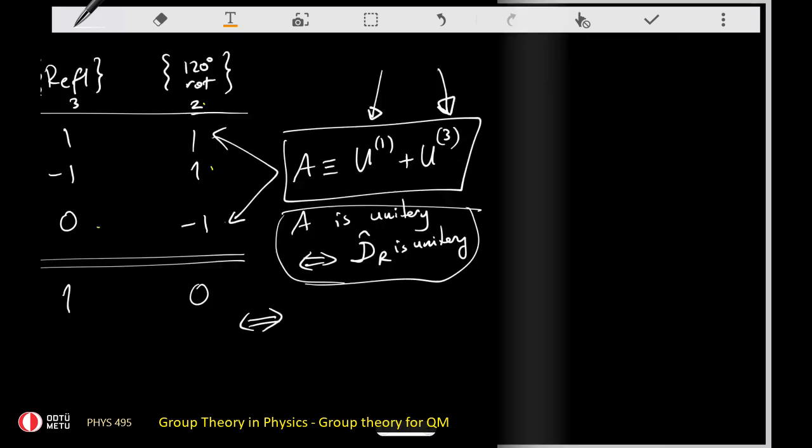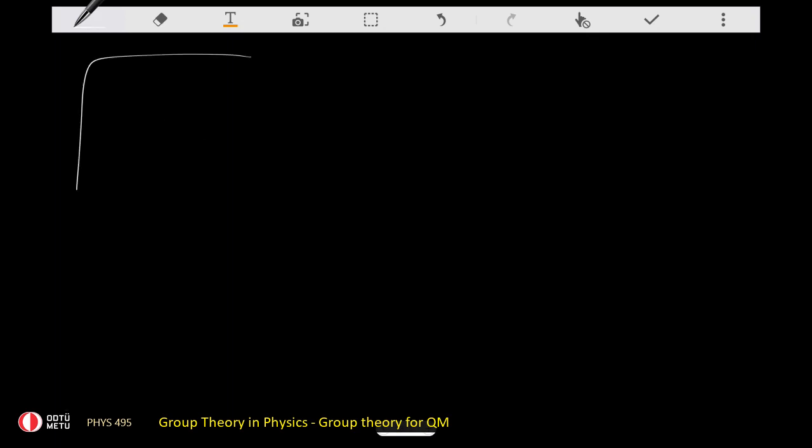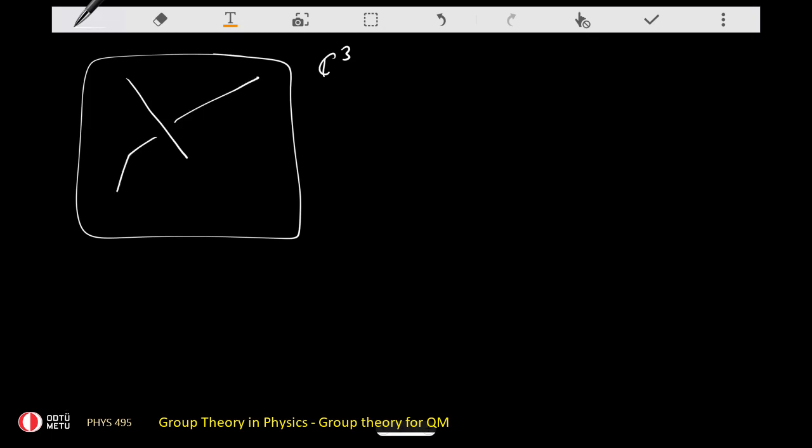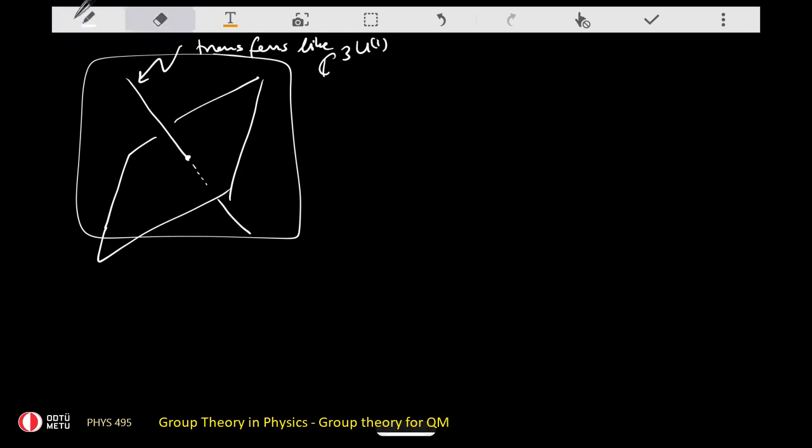Okay, but one of them is one-dimensional. So this is the complex three-dimensional vector space. I'm just going to draw it like that. There's a one-dimensional subspace in here, and all the vectors in here, there's just a single one actually, transform like a U1 representation. And let me, I don't know how to call this, but I can picture it like that. So as a result, this complex vector transforms like U1. Let me erase this.